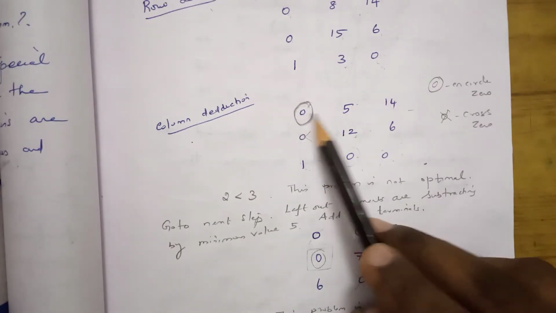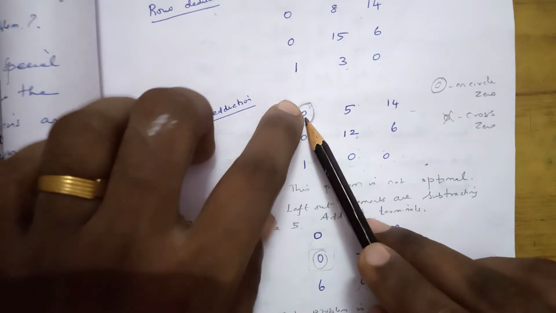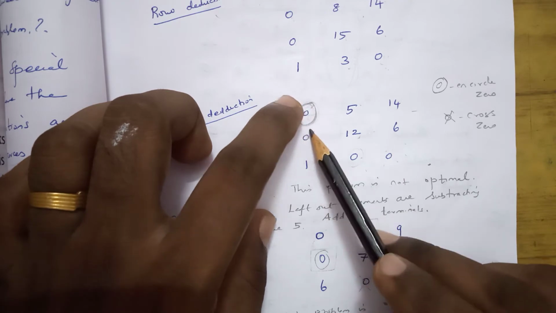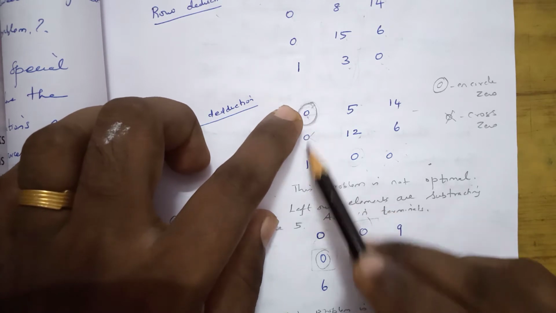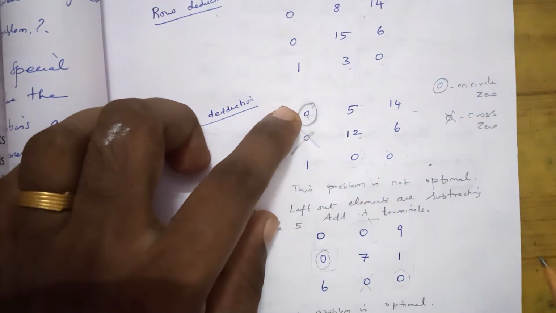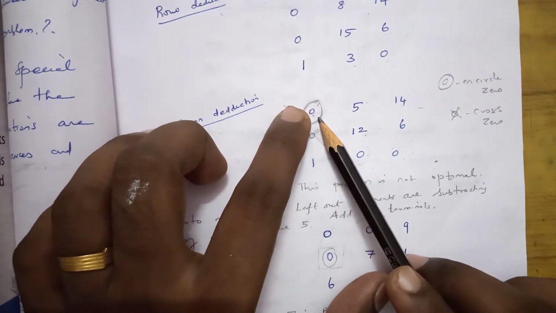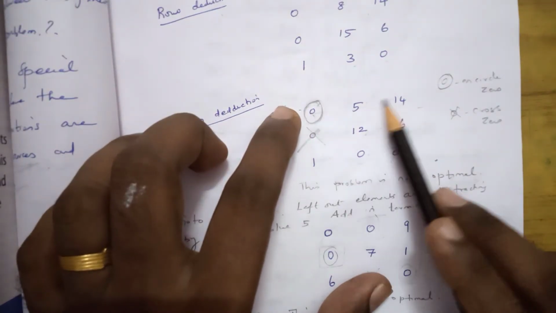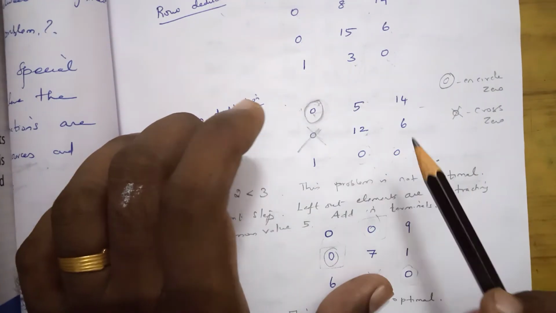So in the first row we encircle the 0. Already a 0 is selected, so this row is over. In the column another 0 is there. Since we have already chosen one 0, no other zeros may be taken in the corresponding column. So we cross out this 0. In the row and column we choose only one 0. So in this first row we choose a 0, and in the corresponding column we cross out the other 0.